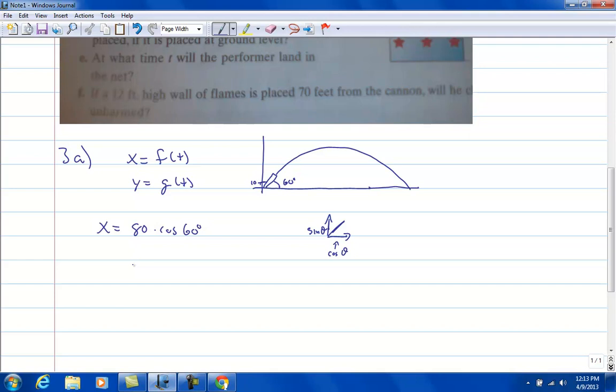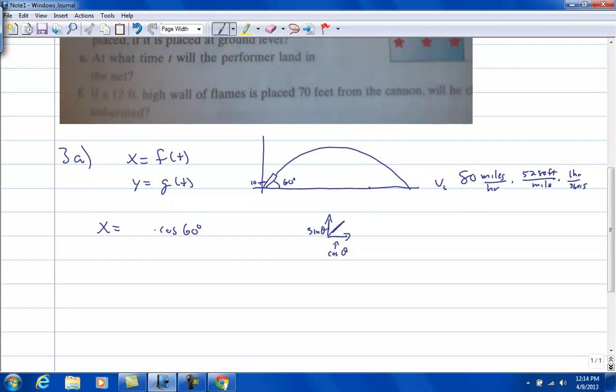So probably should convert this to feet per second because we have feet in here as well. So that's 80 miles per hour times 5,280 feet per mile times 1 hour over 3,600 seconds.